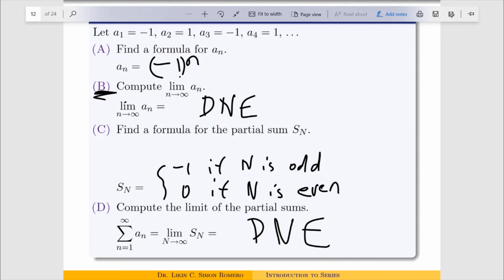And so in the same way the sequence diverges and the limit does not exist, this series also diverges and the limit does not exist.